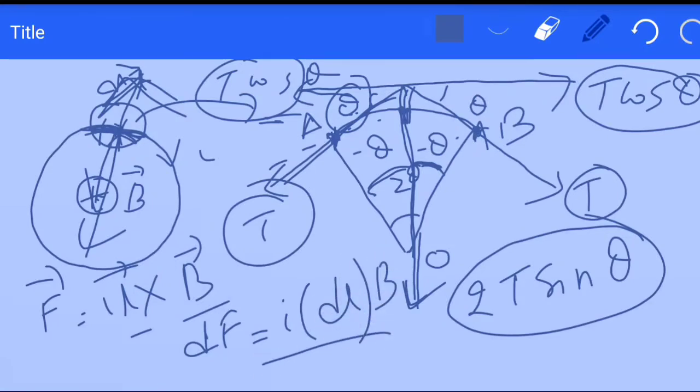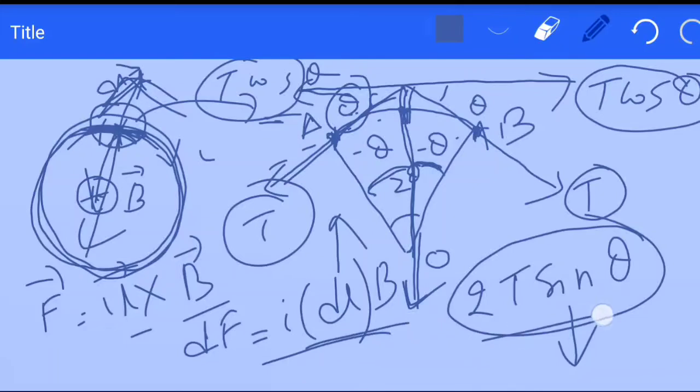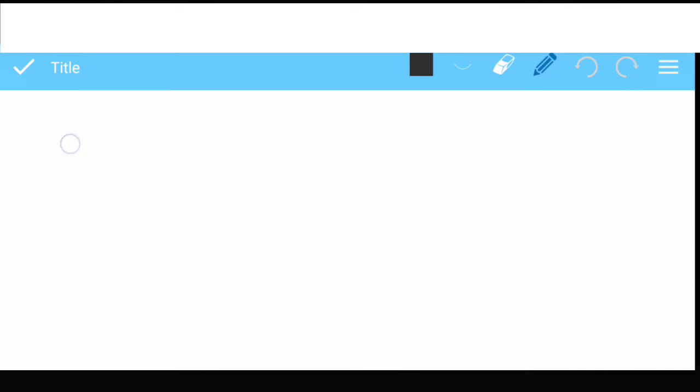Now this force is acting in the radially outward direction and the other force is acting in the radially inward direction. The loop is in equilibrium when it acquires a circular shape. So these 2 forces are acting in opposite directions, but they must be equal in magnitude. Let us equate these 2 parts. So we have I dl B equal to 2T sin theta.